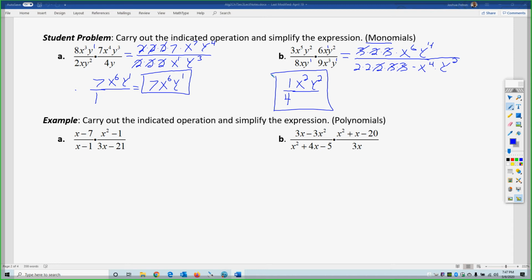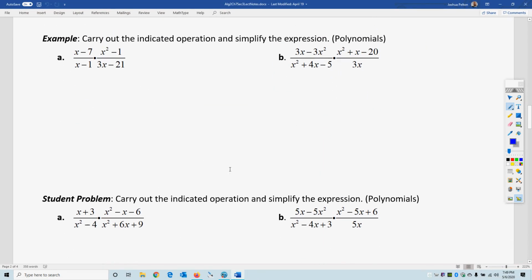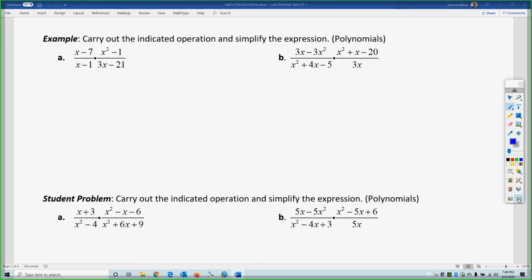All right, so now we're going on to what we want to do in Algebra 2, which is polynomials, not monomials. The same rules apply, except in the case of polynomials we have to use factoring techniques, whether that's quad form factoring or factoring out. Again, you can make them one singular term because it's multiplying, and multiply straight across. So we have x minus 7, and then x squared plus 0x minus 1 is the other term. On the bottom, we have x minus 1.